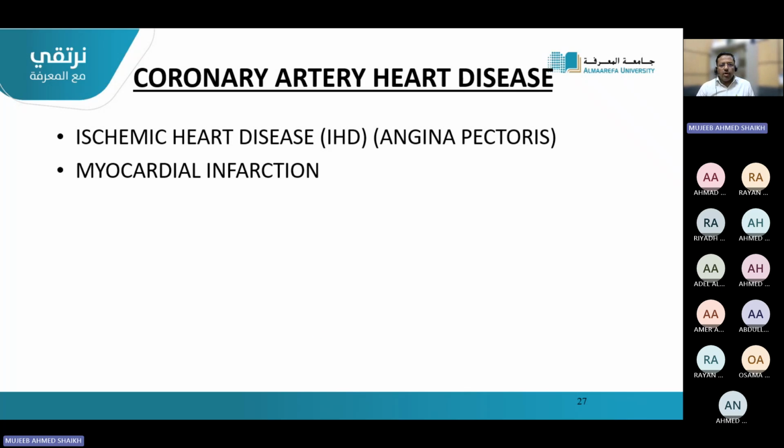So the importance of coronary circulation is to know two important conditions: ischemic heart disease, which will lead to angina pectoris. Angina means pain. Pectoris means in the pectoral region or chest. Myocardial infarction is complete blockage of the artery leading to disintegration of the muscle. This is called infarction. Ischemia is just temporary decreased oxygen supply.